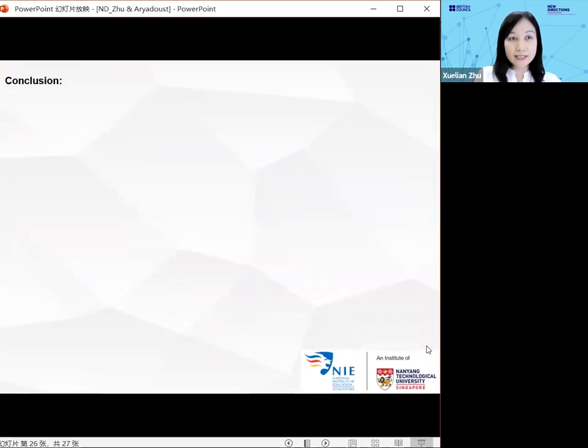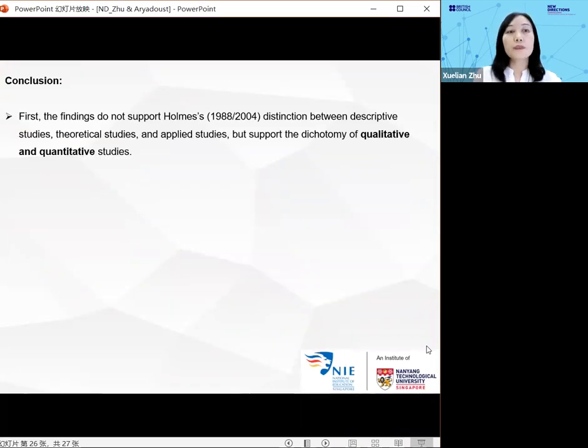And to sum up our study, first of all, the findings of our study do not support Holmes' distinction between these three aspects of studies in translation and interpreting studies. Instead, it supports a dichotomy of qualitative and quantitative studies, because when we coded some papers, we found that they could be called descriptive, and they always started from descriptive or applied studies and then extended to theoretical studies. It's hard to classify them into one of them or even two of them. So for qualitative and quantitative studies, this dichotomy suits them much better.